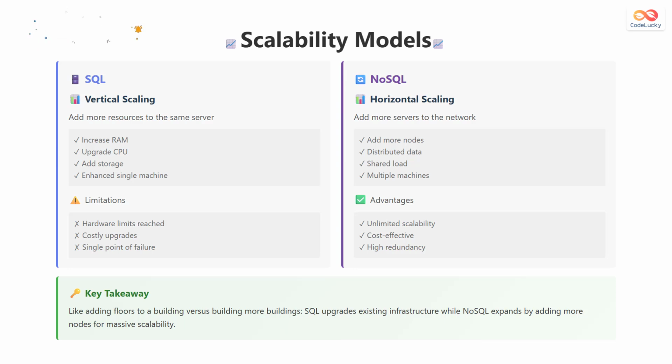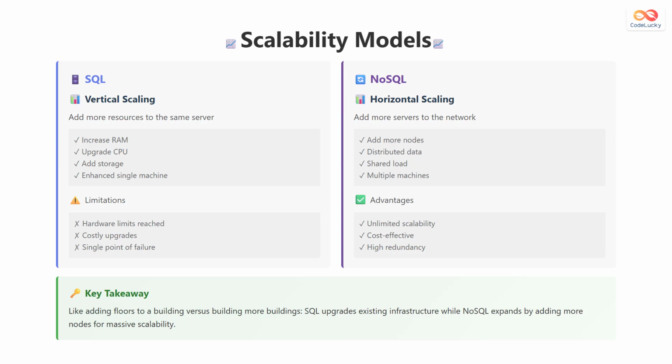NoSQL uses horizontal scaling, which means adding more servers to your network. It's like building more buildings instead of making one taller. With horizontal scaling, you can add servers indefinitely. Data distributes across servers, so no single failure brings down the system. Adding servers is cost-effective, and you gain better redundancy.